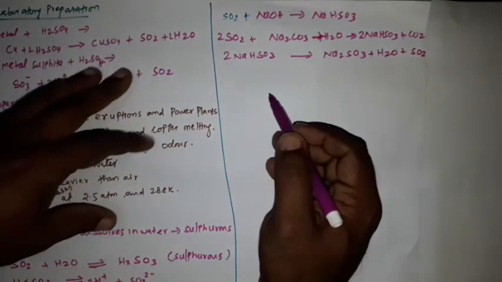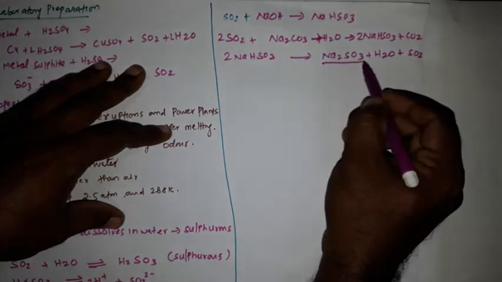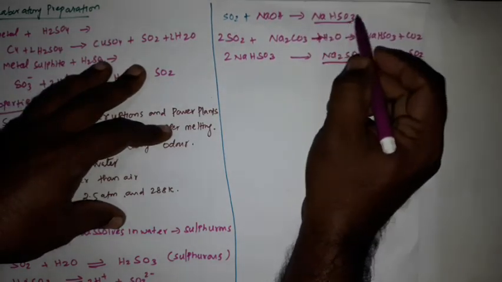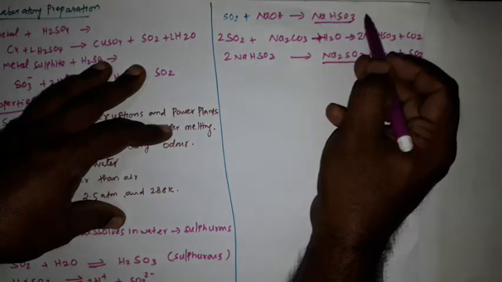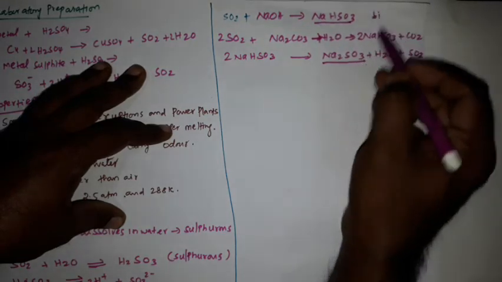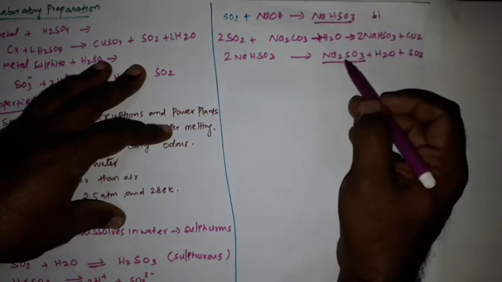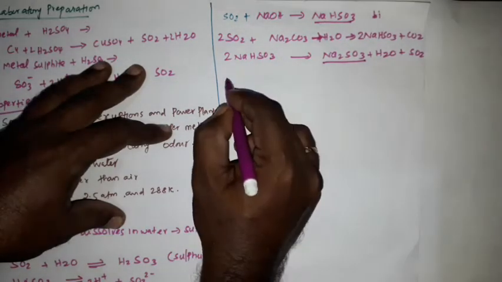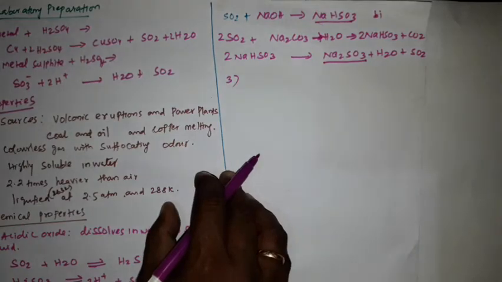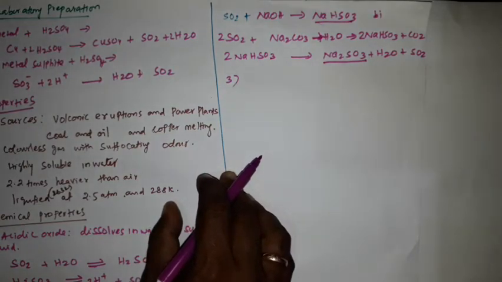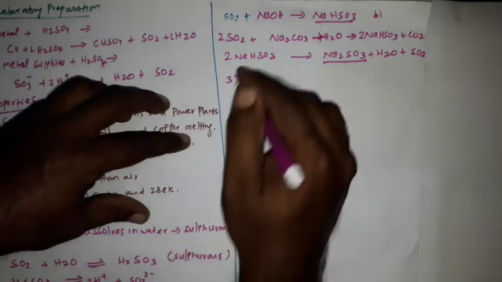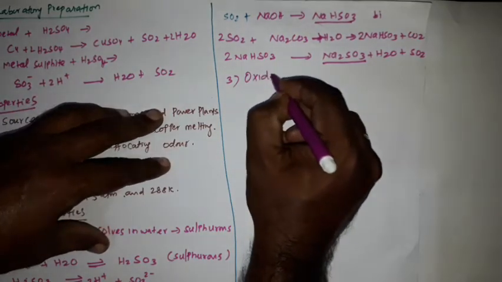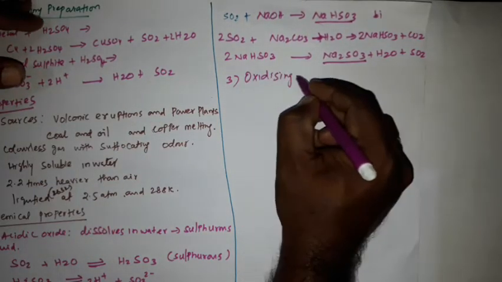Okay, so here this is sodium sulfite and this is sodium bisulfite. If hydrogen comes, you have to say bisulfite. If hydrogen is absent, then sodium sulfite. Clear? Then third reaction is oxidizing property. Third one is oxidizing property.